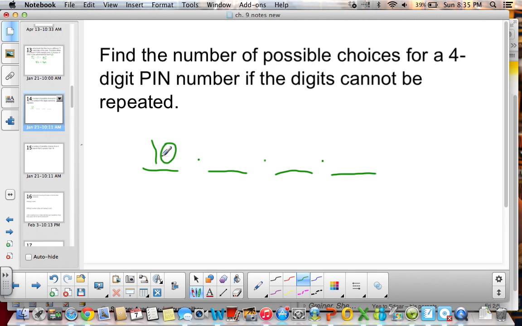If the digits cannot be repeated, that means we just used 1 in our first digit. So then we only have 9 left. And then we use another one and we only have 8 left. And then we use another one and then we only have 7 left. So 10 times 9 times 8 times 7 equals 5,040. 5,040 possible different choices for a 4-digit PIN number.